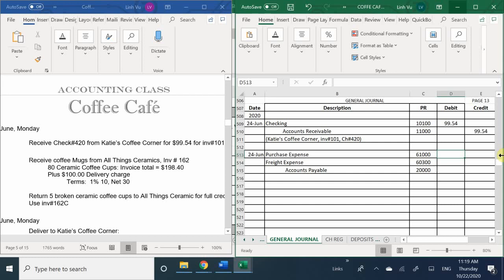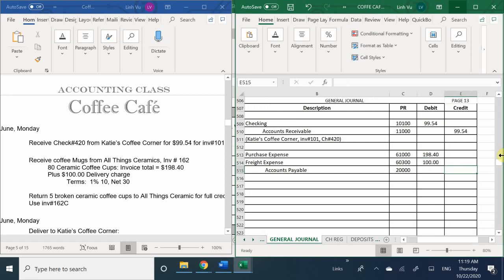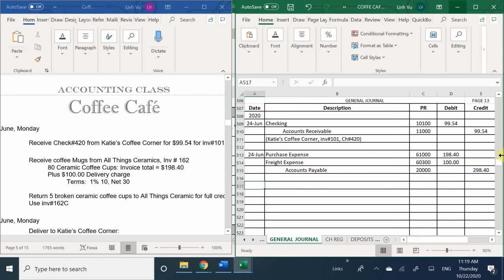The purchase expense is 198.40, and then the delivery is 100, bringing my grand total accounts payable to 298.40. All right.